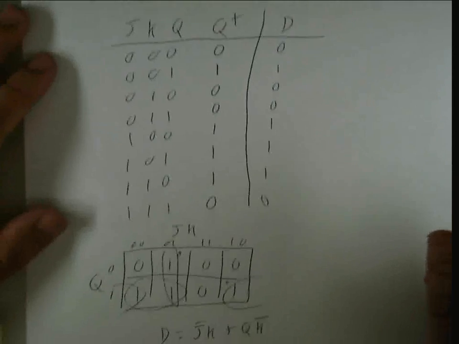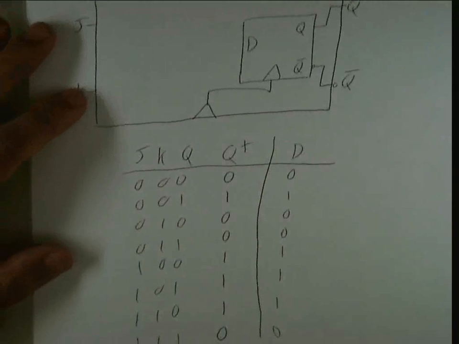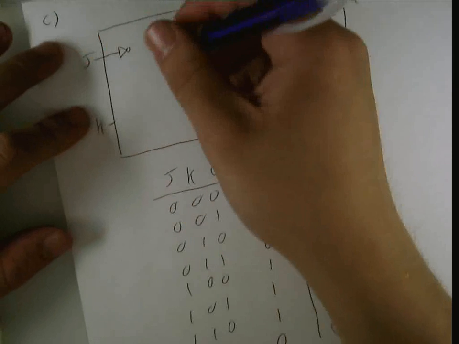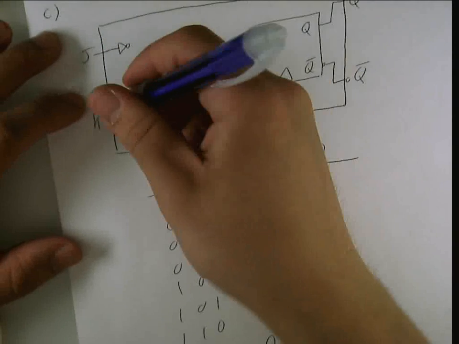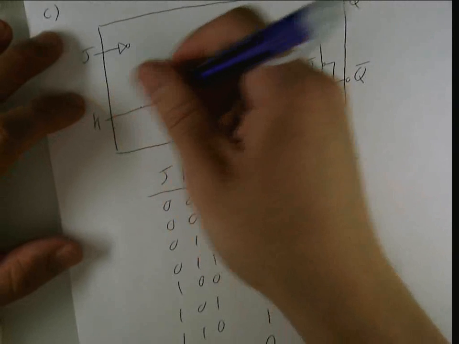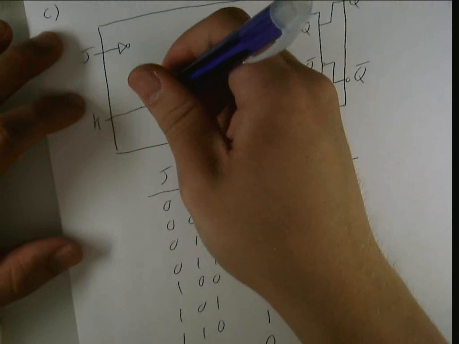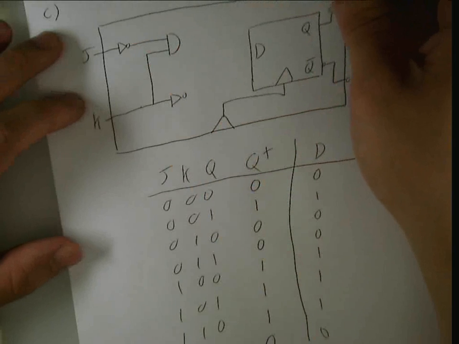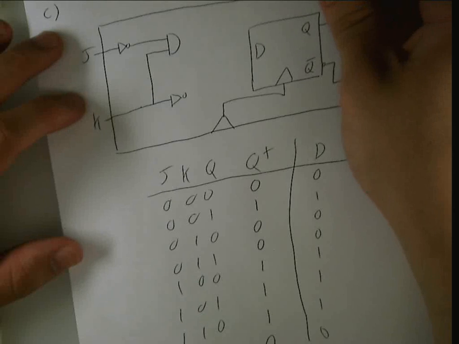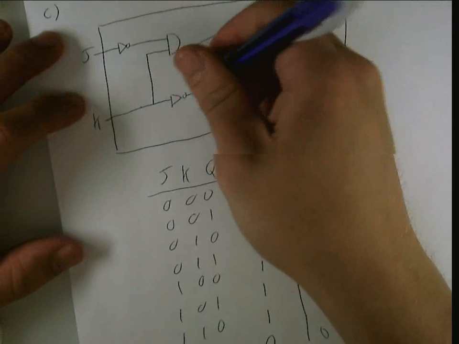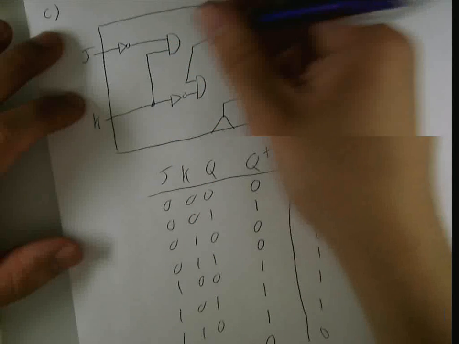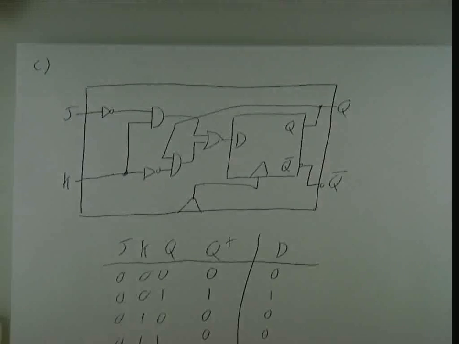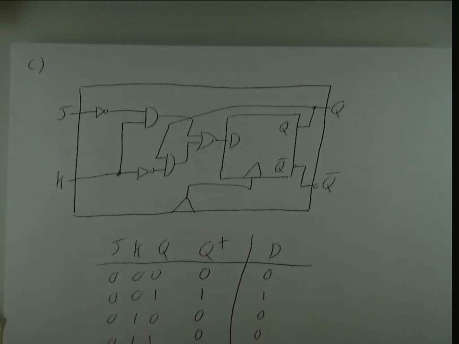And so I'll need that, and I will need both K and K bar, so J and K into an AND gate, K bar and Q into an AND gate, and these into an OR gate into D. And that completes part C and this video.